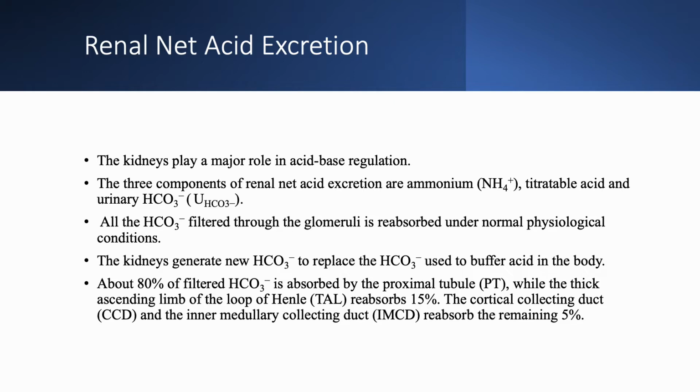We have to know that all of the bicarbonate is filtered through the glomeruli and it is reabsorbed completely under normal physiologic conditions. The kidneys also regenerate new bicarbonate to replace the bicarbonate used to buffer the acid in the body. Now, of this filtered bicarbonate, 80% is reabsorbed by the proximal tubule, while the thick ascending limb of the loop of Henle reabsorbs 15%. The remainder, which is 5%, is reabsorbed by the cortical collecting duct and the inner medullary collecting duct. We talked about all that when we discussed acidosis.